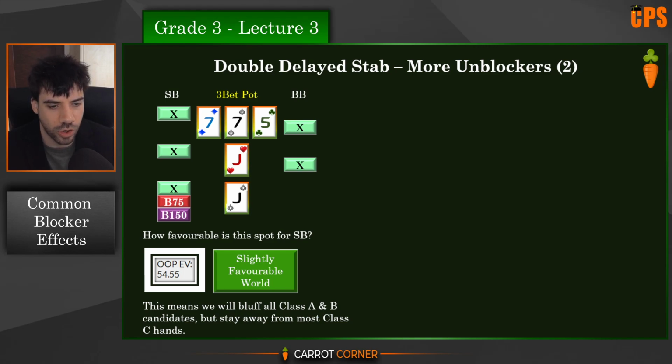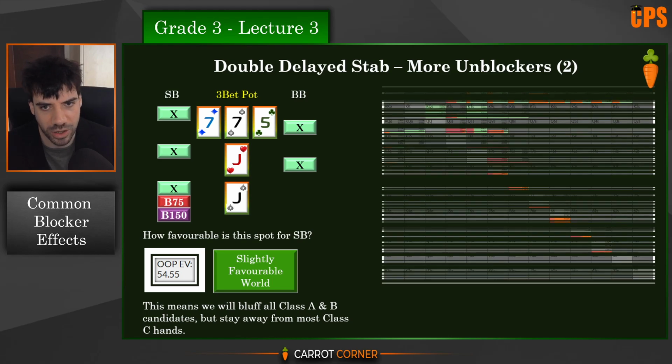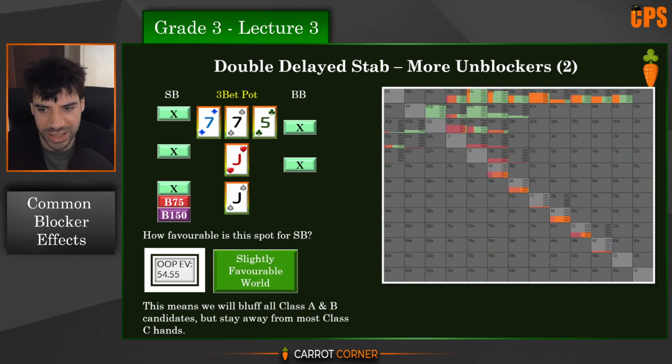Class B is going to block a normal amount of folds, and we will bluff these too because the world is slightly favorable, but we'll stay away from most Class C hands because the world isn't very favorable. We're not in such a great situation that we can bluff anything here. When we look at our strategy, we can see that one of the most common hands that gets bluffed all the time is a holding like pocket sixes.